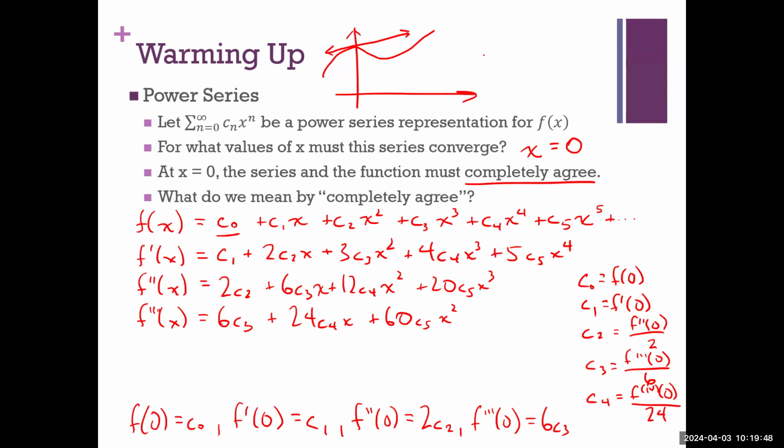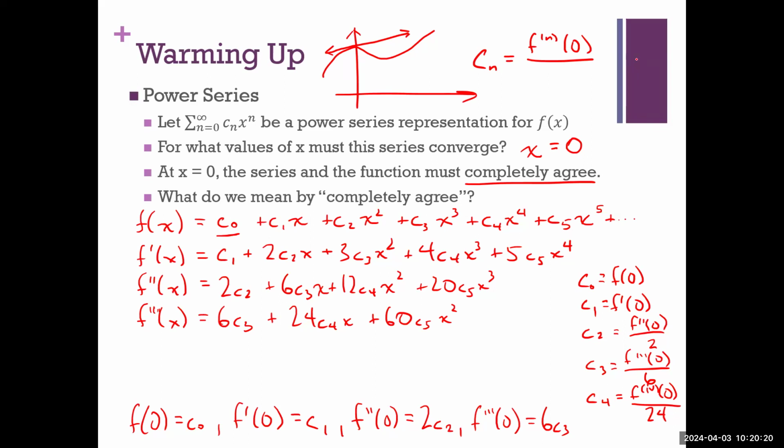Can I generalize this? What is cn? It'll be the nth derivative of the function at 0. But what does that denominator look like? 1, then 2, then 6, then 24. Any idea what the next one would be? Is it n exclamation point? Yeah, it's n factorial.